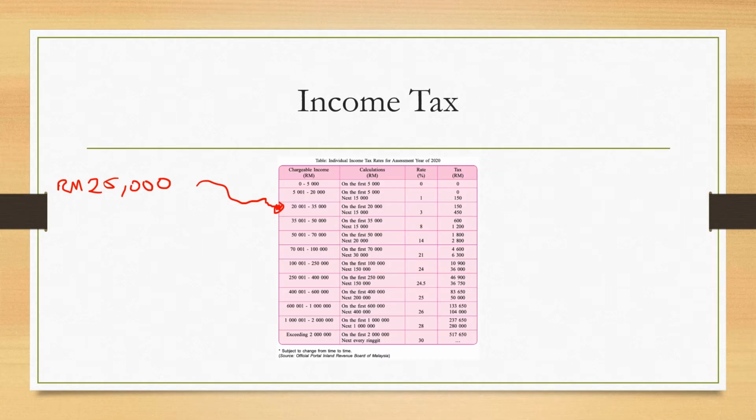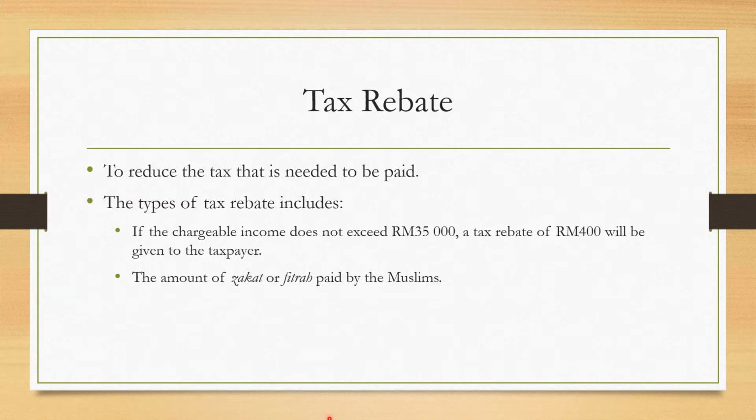First, before moving on to do the calculation for this particular question, let's look at tax rebate first. Sorry, not a tax rebate or income tax question, let's look at tax rebate first. Tax rebate is to reduce the tax that needs to be paid. What does that actually mean? There are two scenarios when we are dealing with tax rebates. If the chargeable income does not exceed 35,000 ringgit, meaning less than or equal to 35,000 ringgit, a tax rebate of 400 ringgit will be given to a taxpayer.